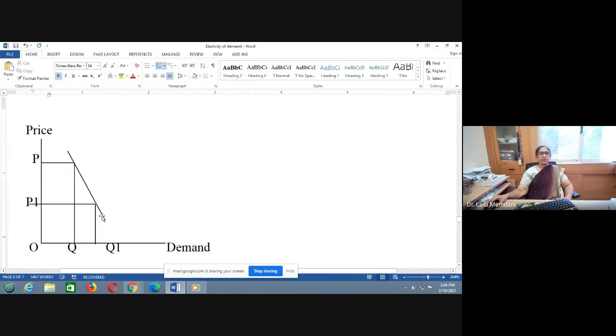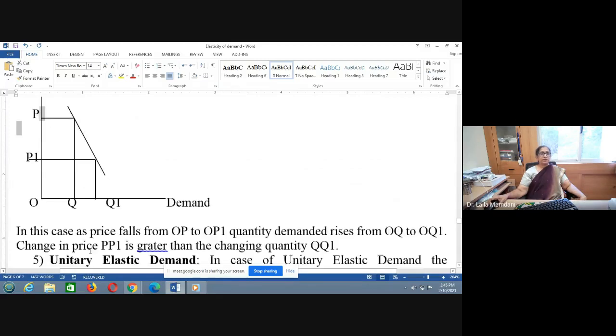So again, we have the demand curves. The price falls from OP to OP1. Demand extends from OQ to OQ1. You see the change in price is a big one, but the change in demand is very little. Like if the price of rice falls, we don't start eating more rice. But of course, it will affect the demand for some people who are very poor, who are not eating sufficient. They will be able to eat a sufficient quantity now. So demand will increase slightly, but not much.